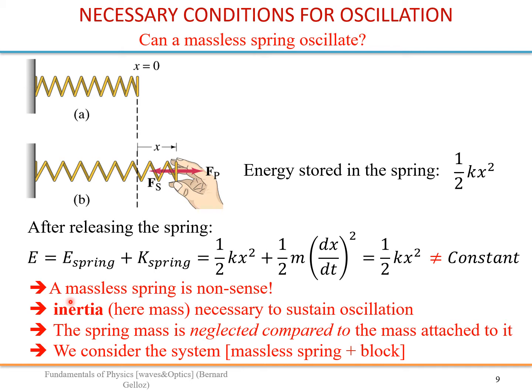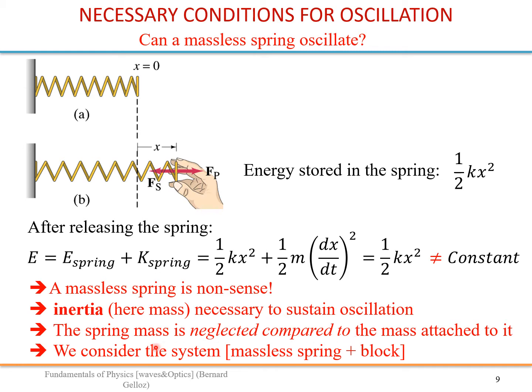Okay, so the mass here is already necessary to sustain the oscillation. So mass is inertia. So inertia is necessary to sustain the oscillation. For example, when you have your spring at x equals 0 with the block at x equals 0, the motion continues because of Newton's first law, inertia. Okay, so inertia is another important property for the system.